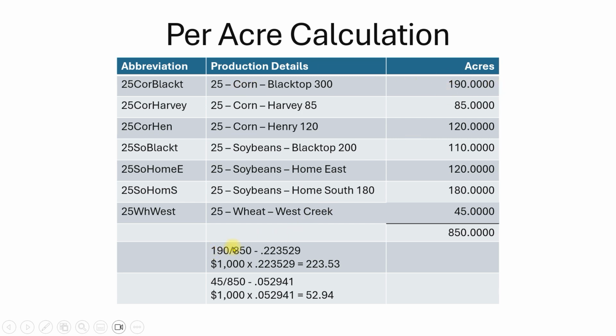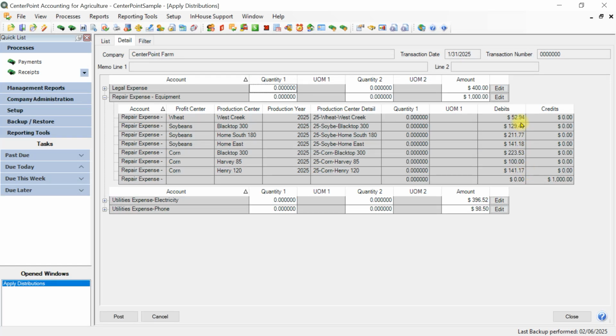So we took 190, divided it by 850, and came up with the percentage, and then we simply multiplied that by the $1,000. And we did the same thing for the wheat. We went and divided it by the 850, came up with that percentage, and then multiplied that by the $1,000. And so that's how we came up with those amounts. And we could verify that just back here on this grid. You have the 52.94 and you have the 223.53 that we were looking at.